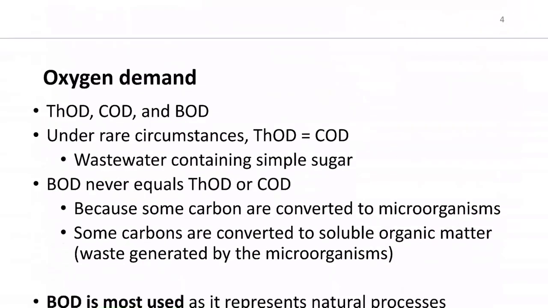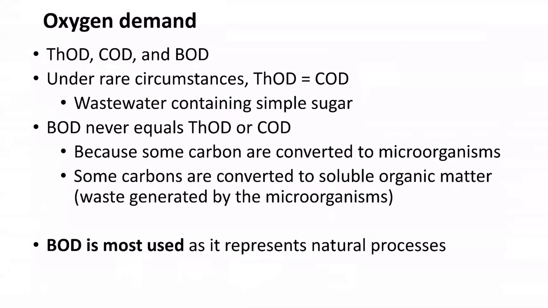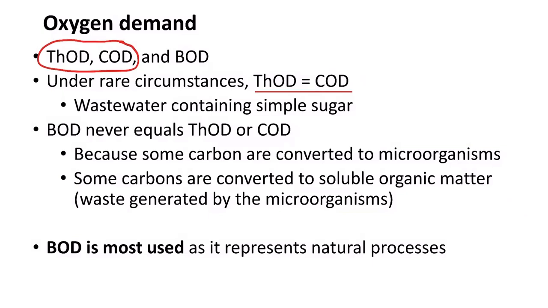So we introduced 3 types of oxygen demand. We have the theoretical oxygen demand, the chemical oxygen demand, and the biochemical oxygen demand, okay? So what are their relationships? First, regarding the theoretical oxygen demand and chemical oxygen demand, under rare circumstances these two are going to be equal to each other, right? For example, just like the example we gave earlier, if we know that the wastewater is composed of glucose, which is a very simple sugar, okay? So if it's composed of simple organics, right, then these two are going to be equal to each other, right?